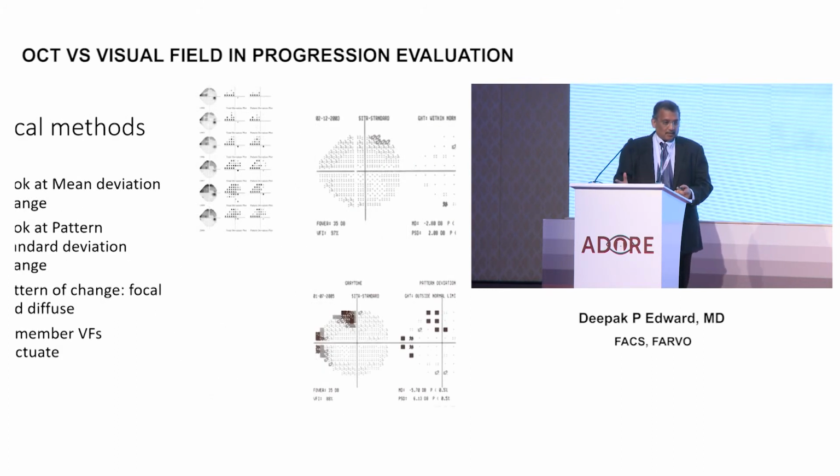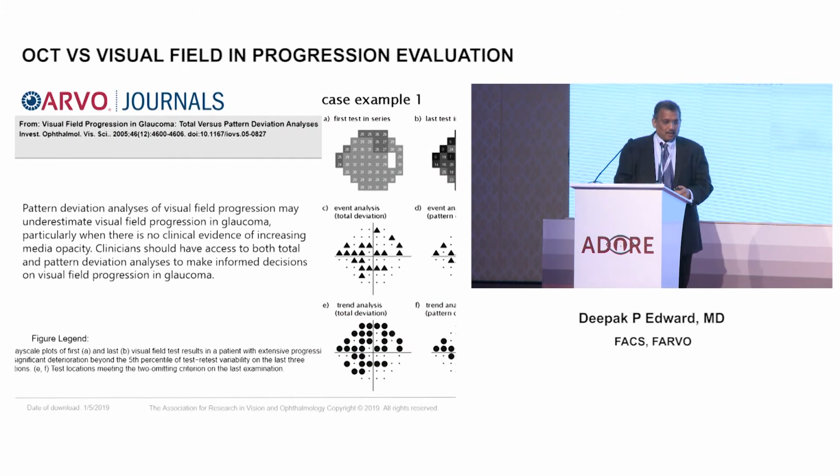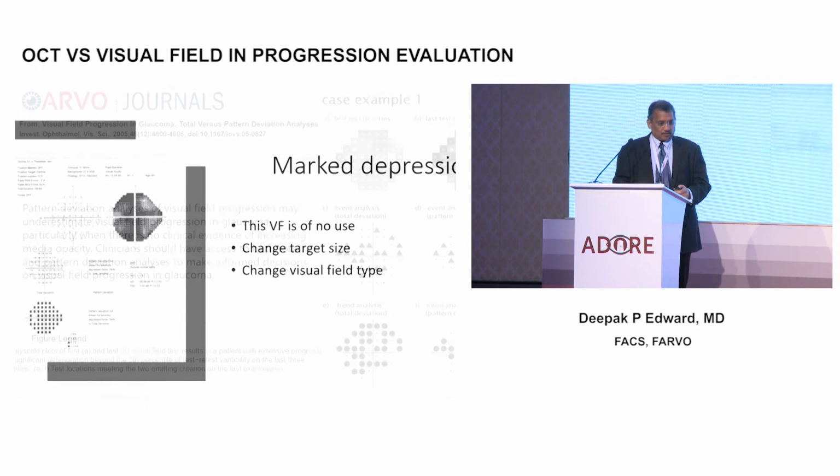Clinically, you look at the mean deviation, pattern standard deviation, and also focal changes detected by pattern deviation and diffuse changes by mean deviation. And also keep in mind that visual fields do fluctuate. Pattern deviation is good, but as shown in this nice study, it may underestimate visual field loss. So you should have access to both total and pattern deviation analysis to make informed decisions.